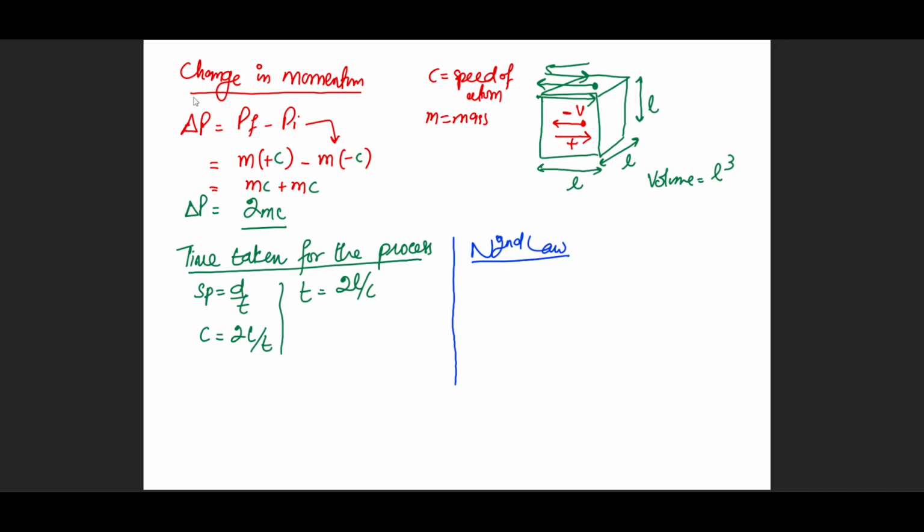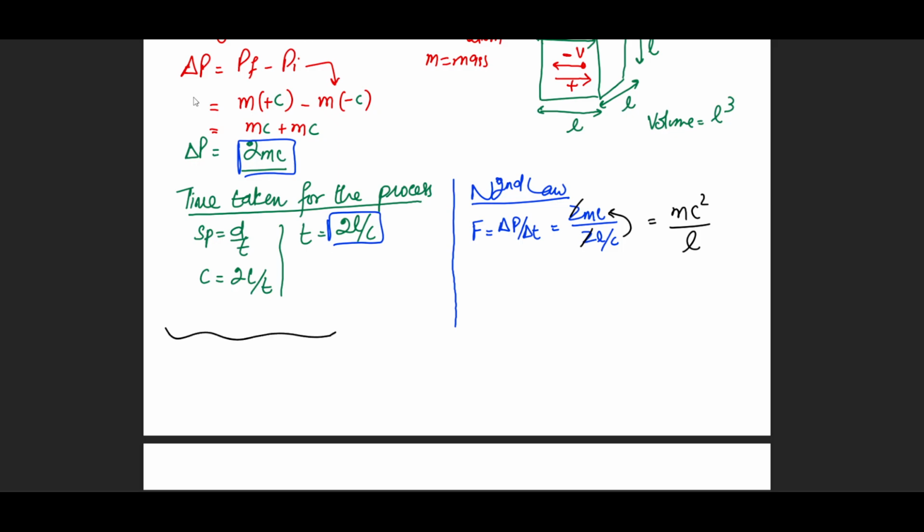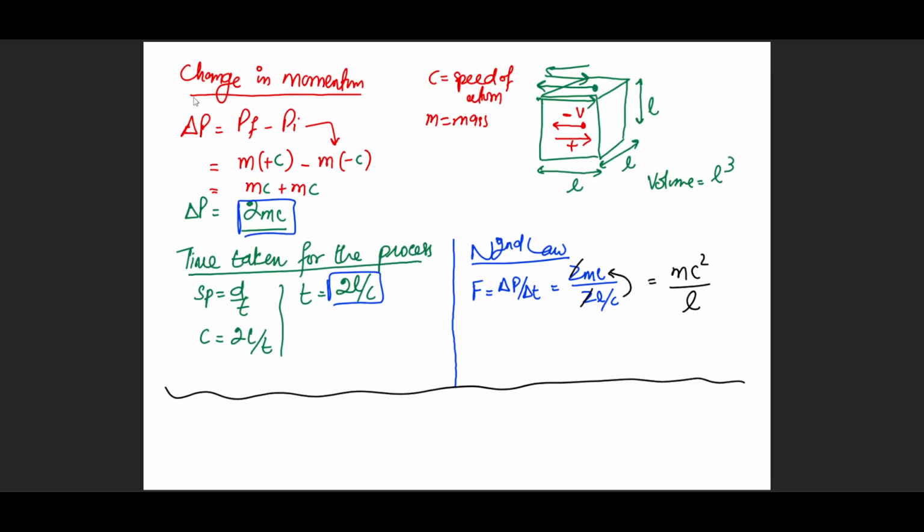Then we use Newton's second law to find out the force which actually comes out from this idea, that rate of change of momentum. So we know that the momentum change is 2mc, and we know that the time is 2L by c. Replacing these values gives us 2mc divided by 2L over c. Now we can see that some things are going to cancel. So 2 cancels out and c goes up. So we are left with mc squared divided by L, right? So this is the force that is being exerted on the surface of this cube, right?